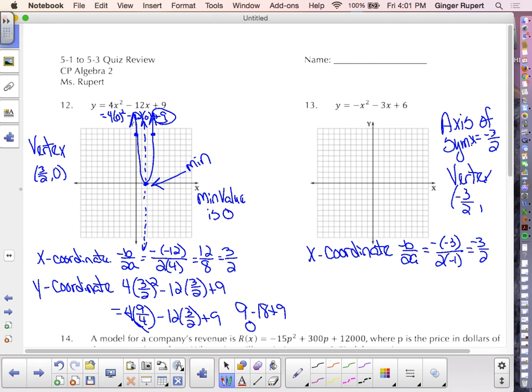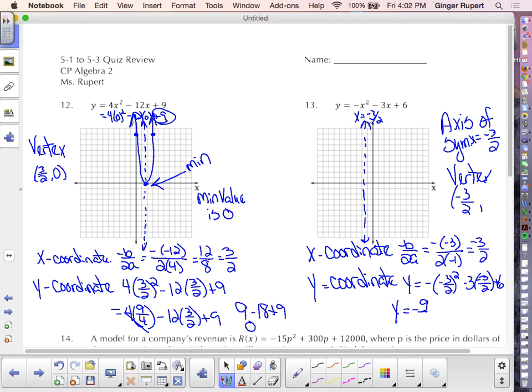I have to find the y-coordinate. Here's my axis of symmetry at x equals negative 3 halves. To find the y-coordinate, I will substitute the value of x into the function. So y is equal to negative 3 halves squared minus 3 times negative 3 halves plus 6. So y is equal to negative 9 fourths plus 9 halves plus 6.